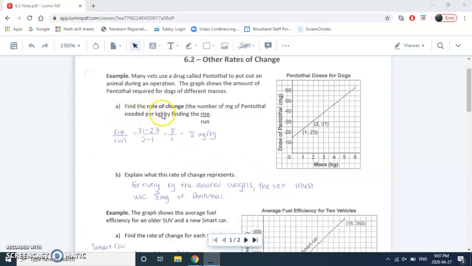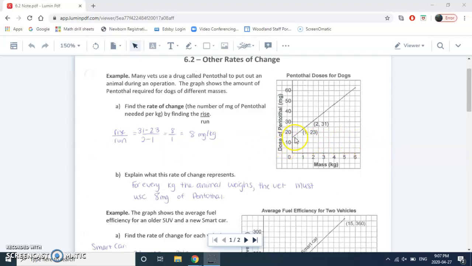So A, find the rate of change, so the number of milligrams of pentothal needed per kilogram. Find the rise over run. So remember our rise, we are using our y-axis, our y-coordinates along the side here. Over a run, we're going along here. So an easy way to remember it is a hot air balloon rises, so it goes up. And when you run, you're going to run along a straight line.